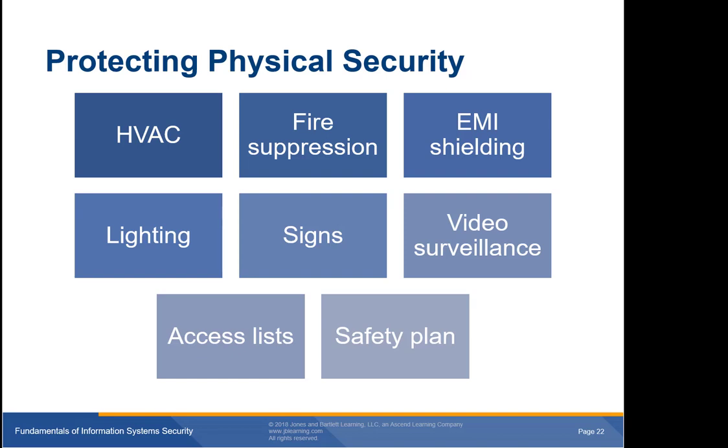This includes devices and systems designed to extinguish fires of different types to minimize damage and stop fires from spreading. Next is EMI shielding. This includes physical barriers placed around wiring or into building materials to limit electromagnetic interference, which is what EMI is. Electromagnetic interference emanations from traveling outside protected areas. Next is lighting.